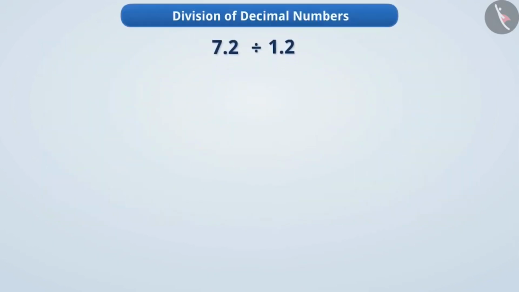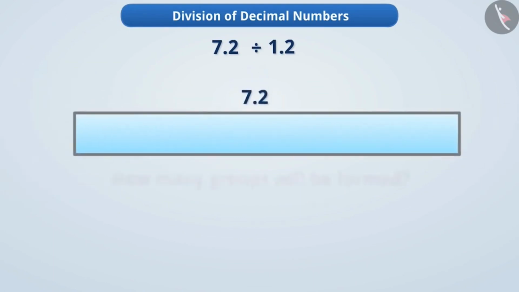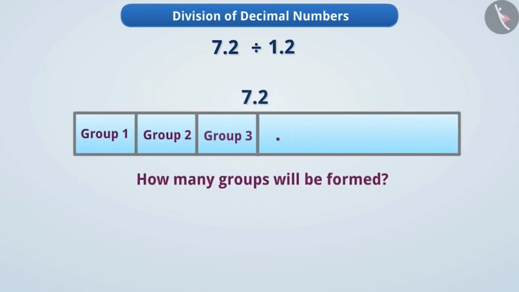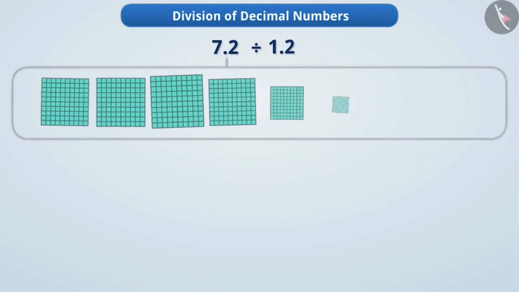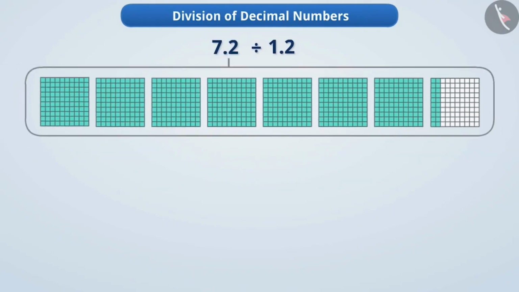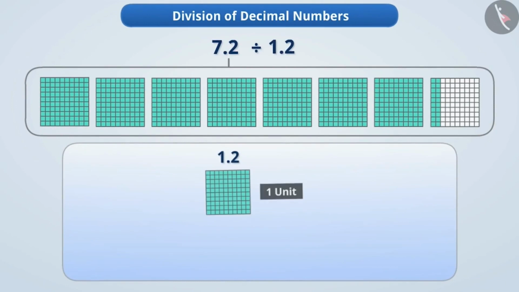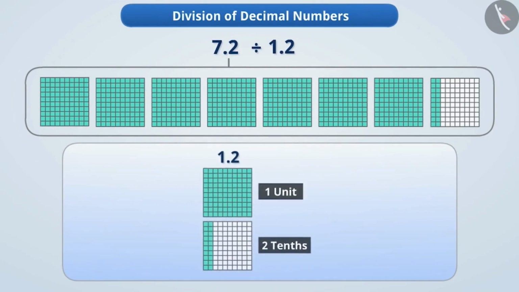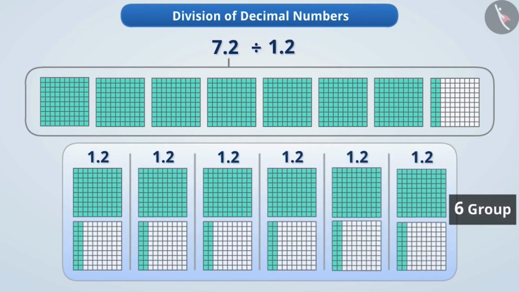7.2 divided by 1.2. This division means how many groups of 1.2 can be formed out of 7.2. So let us denote the number to be divided first. We will do it in this manner. Let us make a group out of 1.2, that is 1 unit and 2 tenths. Similarly, we can make 6 groups of 1.2 from 7.2. Therefore, we can say that 7.2 divided by 1.2 is 6.